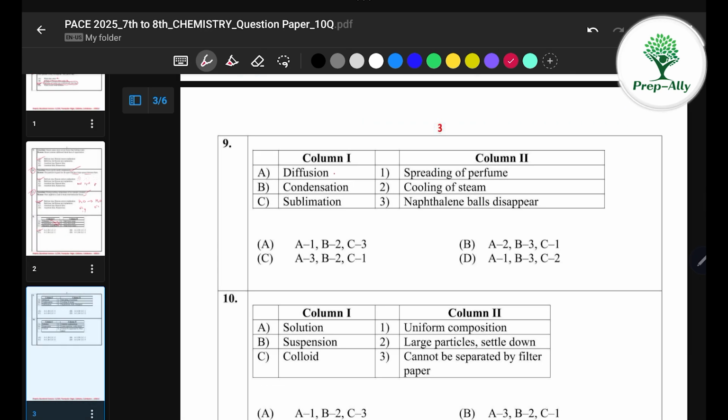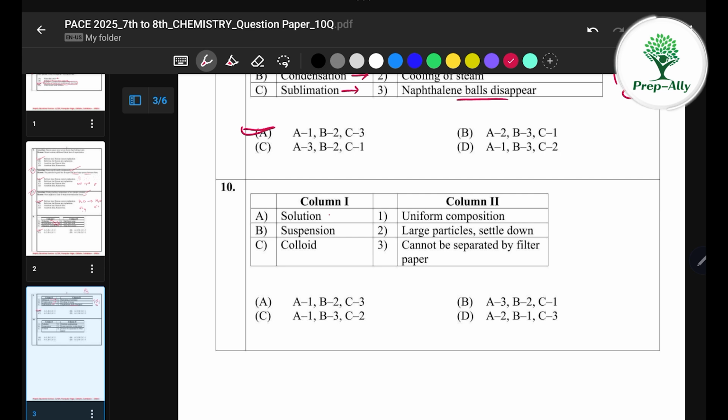Now question number 9. Again we need to match them. First of all, diffusion means spreading of perfume. Perfume can spread very easily. That is called diffusion, because gas particles always diffuse in different directions. Then condensation means cooling of steam. Then condensation will happen. And sublimation means a naphthalene ball disappears. When we have a naphthalene ball, it converts directly into vapors, or we can say directly converted into gas form. This process is called sublimation. So for question 9, A is the correct option.